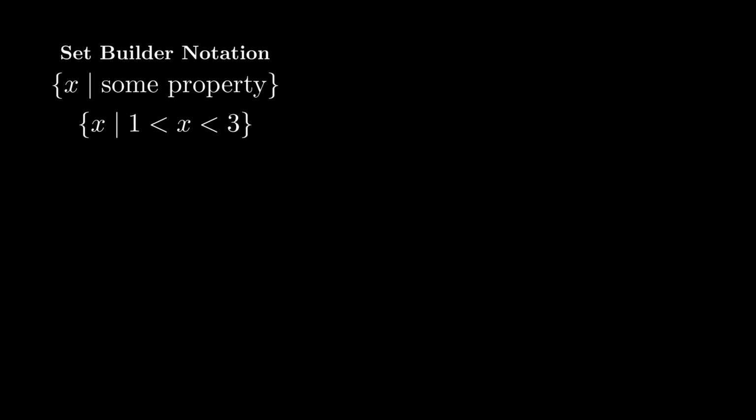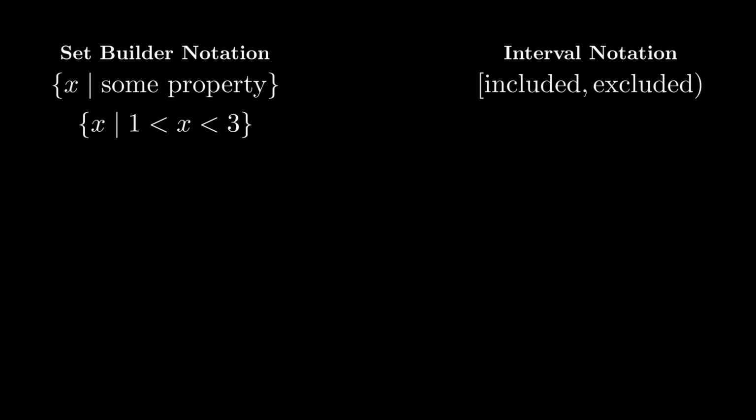We can write an equivalent notation using interval notation. In interval notation, if we want a value to be included in the interval, we write it with a square bracket. But if we want it to be exclusive, we write it with a round bracket. Note that when we have infinity, we always write it with a round bracket.